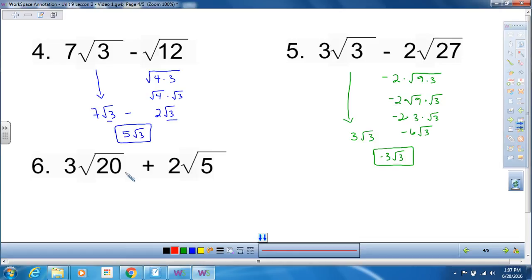Okay, on number 6 here, I see that 20 and 5 are not like radicals, but maybe they are because 20 can be simplified. So I'm going to keep this 3 out front. 20 simplifies to 4 times 5. So I use 4 and 5, not 10 and 2. I use 4 and 5 because 4 is the number from my perfect square list. That's 2 square root of 5, and then 3 times 2 is 6 square root of 5.